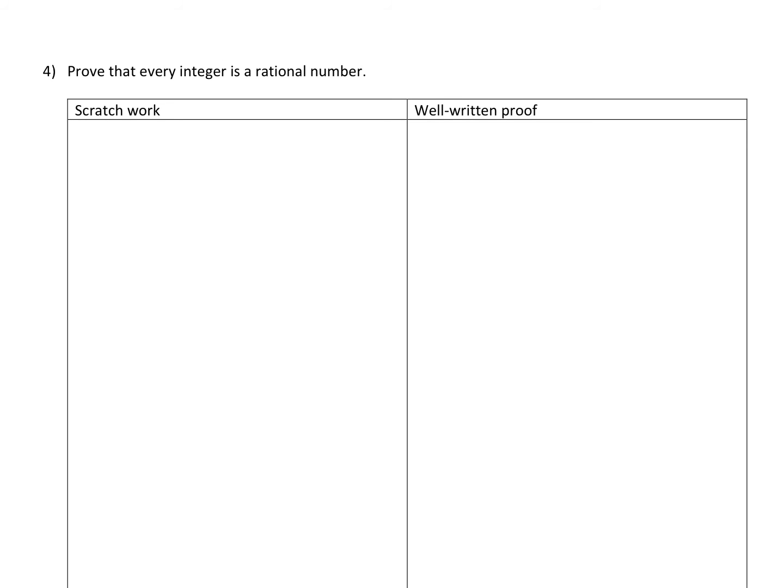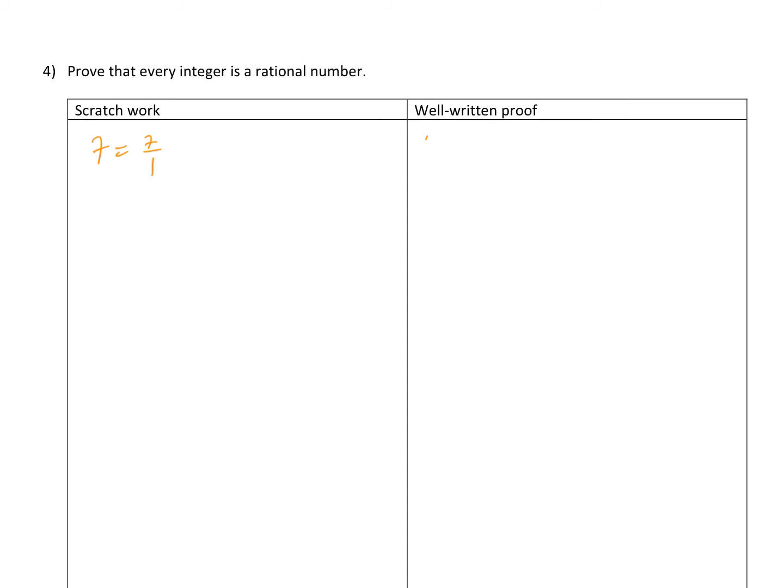Okay, here's one that is going to feel a little silly that we have to write a formal proof for it, but we want to prove that every integer is a rational number. So, for example, 7 equals 7 over 1. That's how we know it's rational because you can always put an integer over 1. So we just want to write this sort of formally. There isn't a lot of scratch work to do.